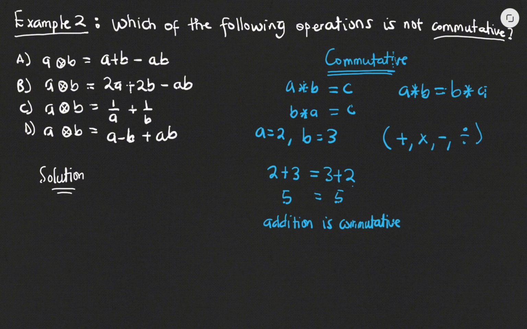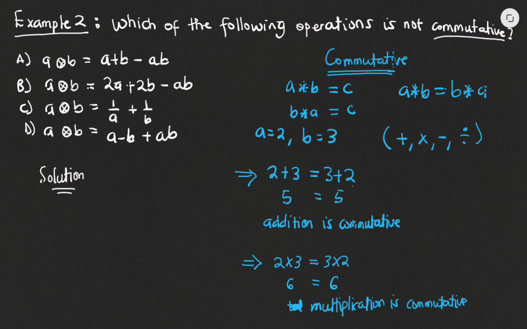Addition is commutative. Now using the same example over here, let's perform multiplication and see. If I have 2 multiplied by 3, will it be equal to 3 multiplied by 2? Let's see. 2 multiplied by 3 will give me 6, and then 3 multiplied by 2 also gives me 6, which therefore means that multiplication is also commutative.